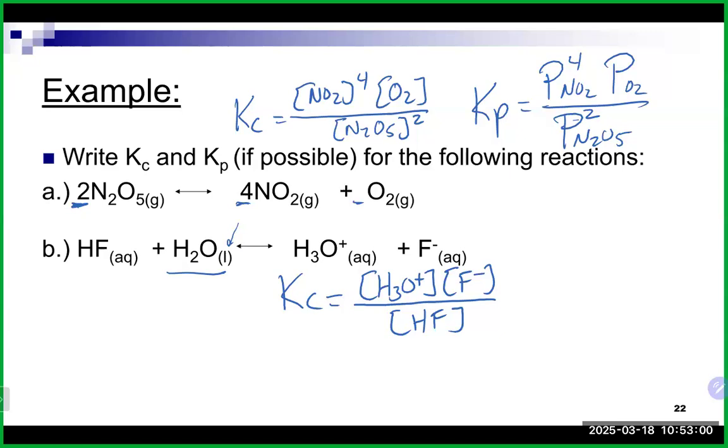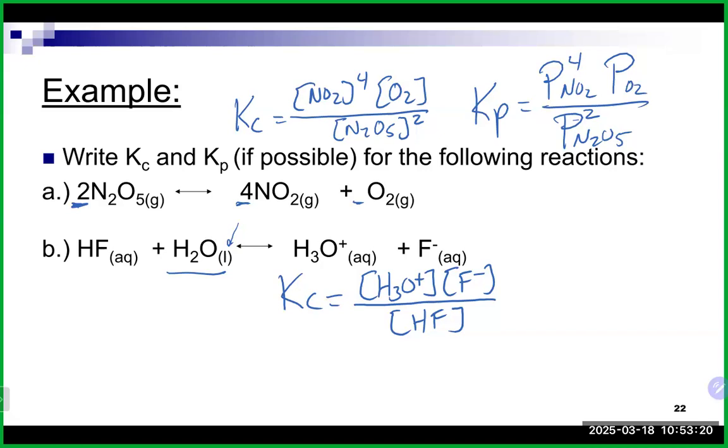Can I write a Kp for the one on the bottom? I cannot. There are no gases, so not so much pressure happening, and you can't really write it. To write a Kp, you really do need some type of gas being present. Any questions on that there?